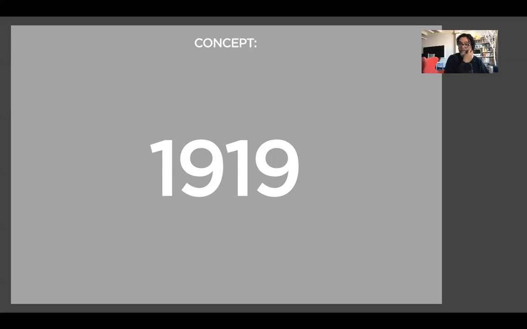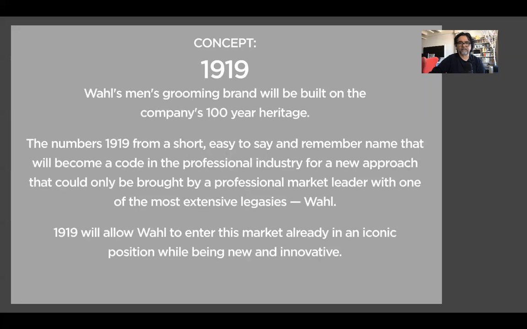But don't get confused with what you're doing, because what you're doing is more expansive. In this case, it's about specifically the packaging of this brand and the name and the strategy. So concept 1 is called 1919, and 1919 is the year that Walls first put out its first clipper. It got its first patent and started its company. And it's sort of this nod towards their heritage, using this set of numbers. It's a short, easy way to say and remember a name, kind of hoping it could become a code within the industry.